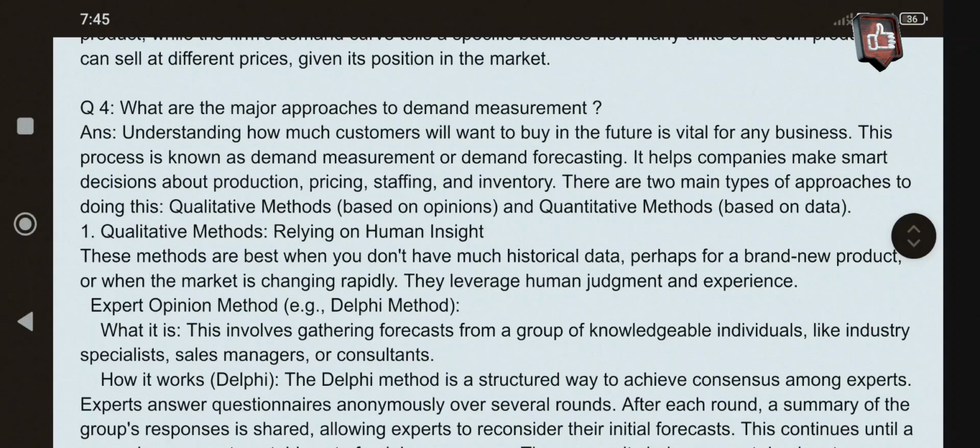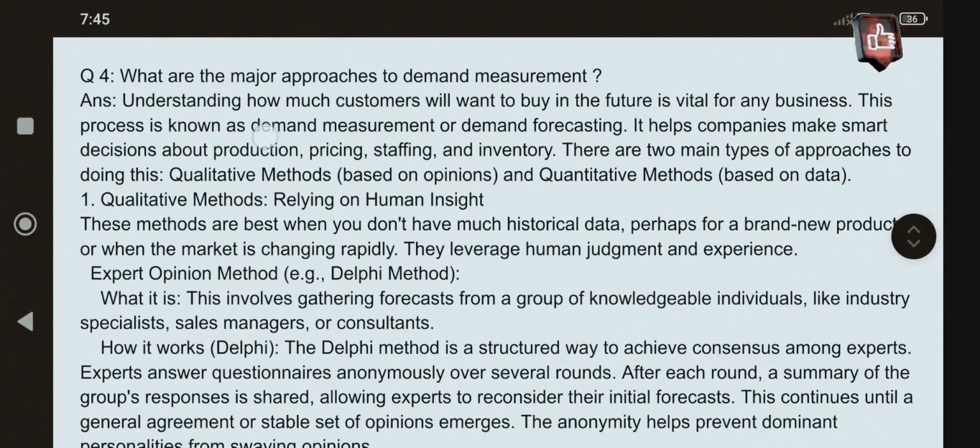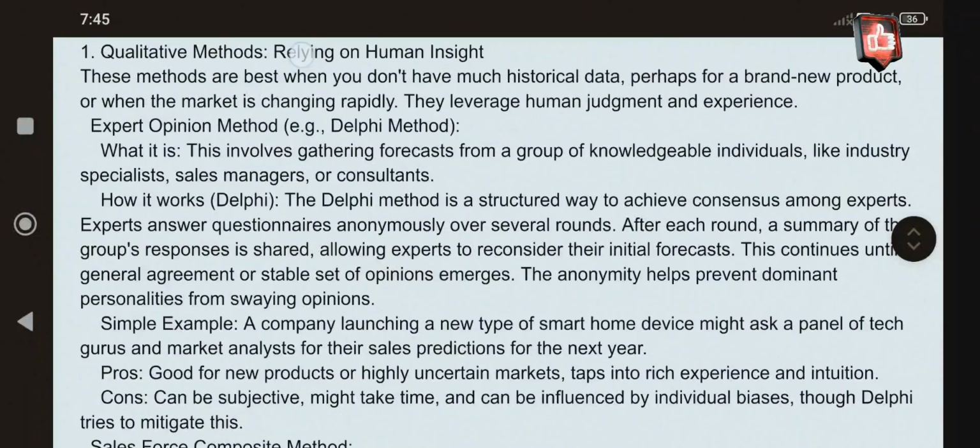Q4. What are the major approaches to demand measurement? ANS. Understanding how much customers will want to buy in the future is vital for any business. This process is known as demand measurement or demand forecasting. It helps companies make smart decisions about production, pricing, staffing, and inventory.